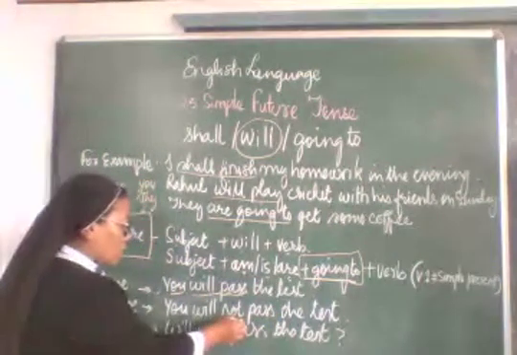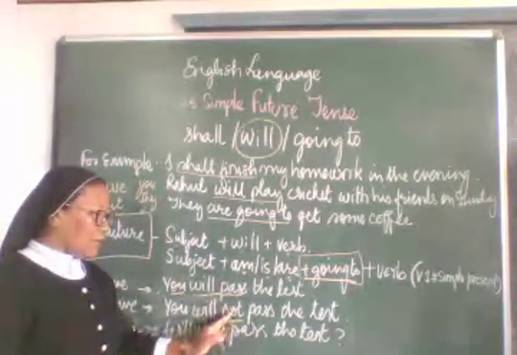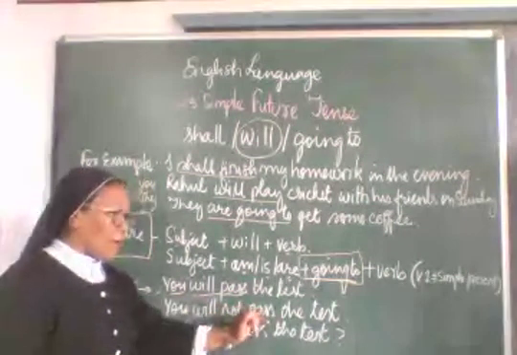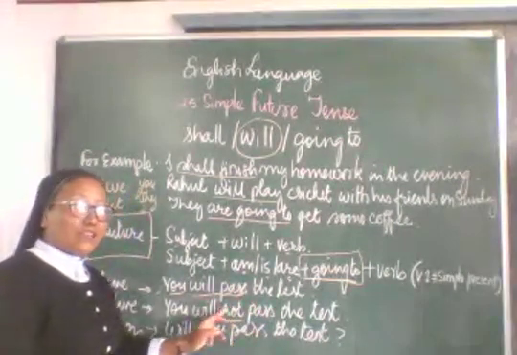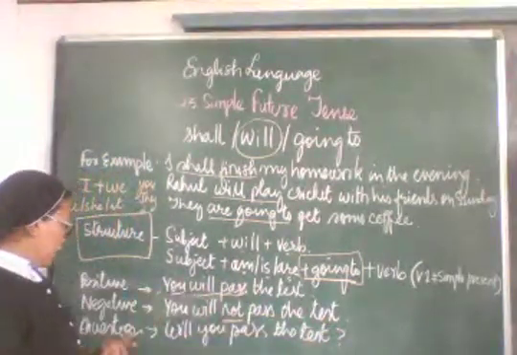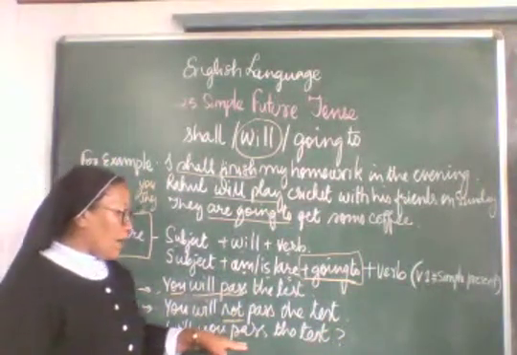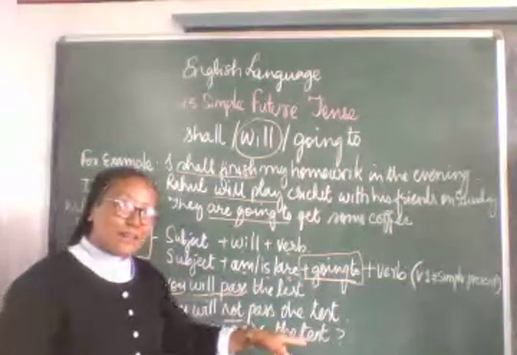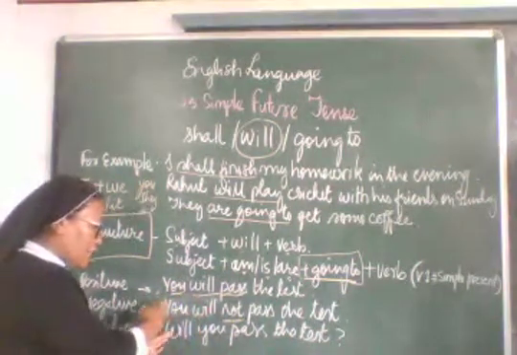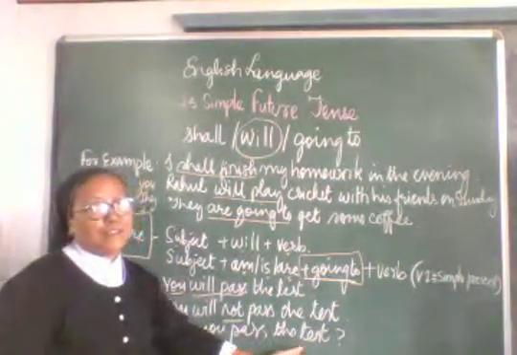What made my sentence negative? The use of not. Where did I use the negative word here? You, the subject, will, not, pass the test. Okay, and in the question form, will you pass the test? Will you pass the test? See, the place of the verb will is changed here. Will, subject, and then pass the test.